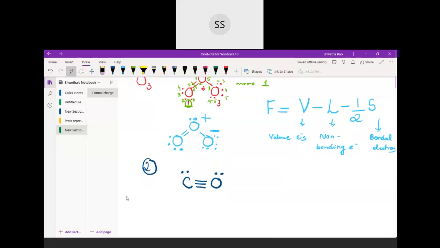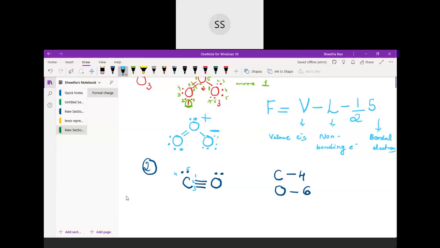Correct? Now you can tell me what charge they will carry. How many valence electrons does carbon have? Carbon has 4 electrons in its valence shell, and oxygen has 6. So count whether this carbon has 4 electrons only. See here, 3 electrons are there which they have given for sharing. So 1, 2, and 3 here, and then 4, and 5. One electron is extra here.